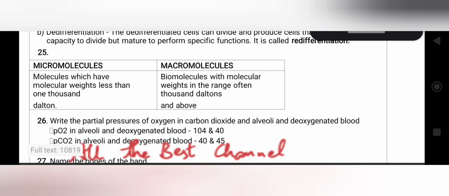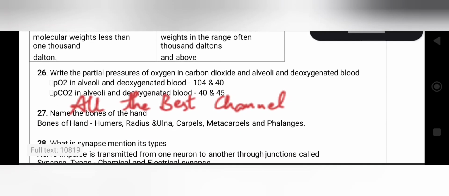25th question. Write the difference between micromolecules and macromolecules. Micromolecules: molecules which have molecular weights less than 1000 Dalton. Macromolecules: biomolecules with molecular weights in the range of 1000 Daltons and above.